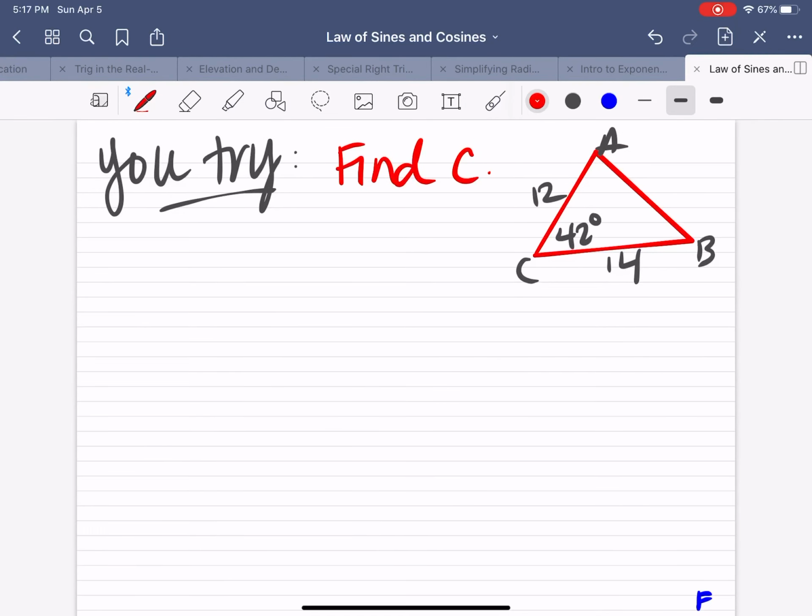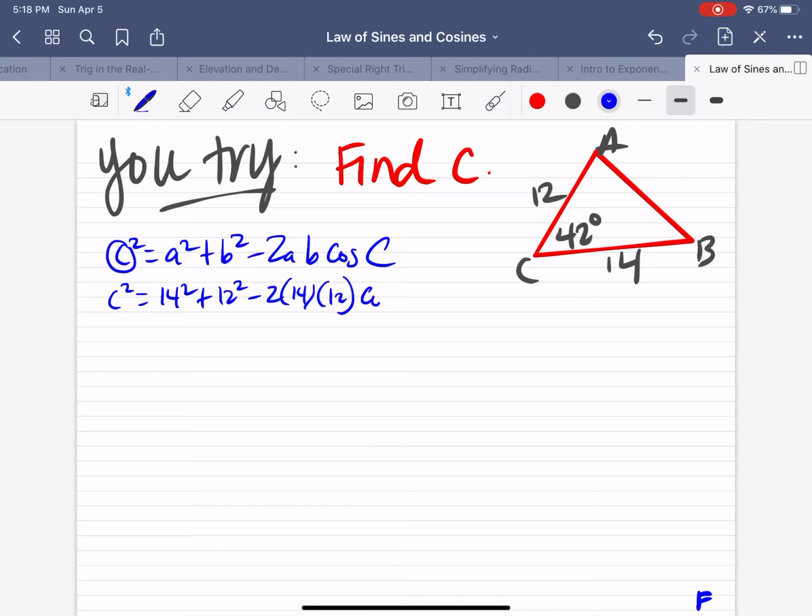So go ahead and try the final problem, pause the video, and then come back to see if your answer is correct. So first thing I'm going to check is to see if I can do the law of sines. And of course I can't, so I'm going to use law of cosines. So to find side C, I'm going to use the following. Everything should be substituted except this C right here, since we're trying to find side C. Side b is 12. And angle C is 42 degrees.